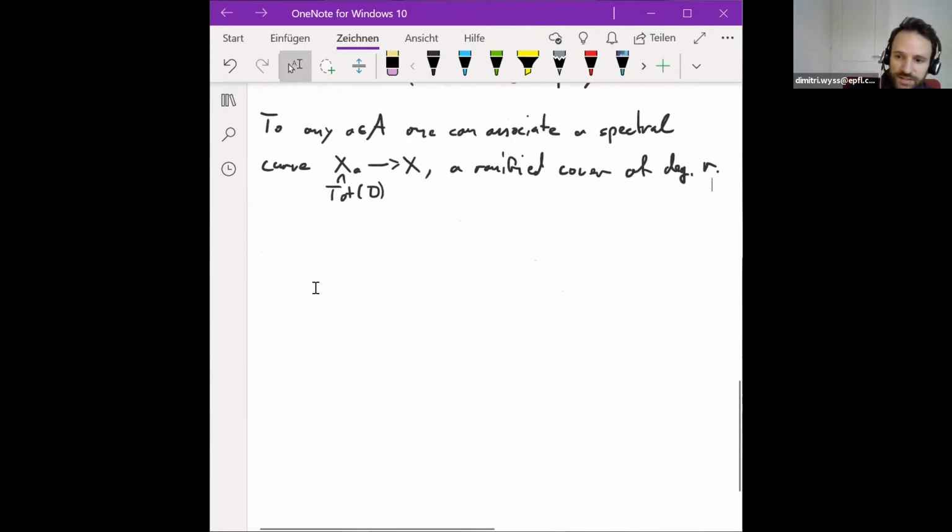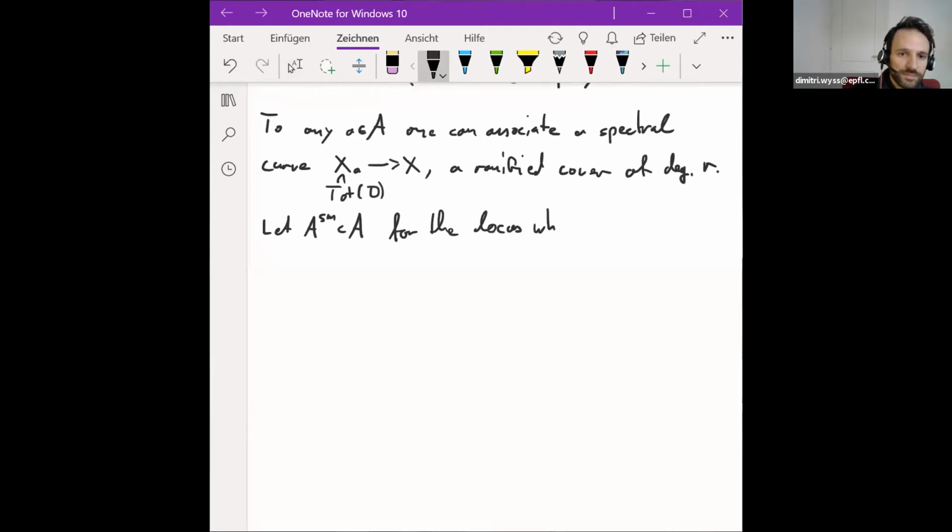But generically, one can show that this curve X_a is smooth with our assumption. So we write A^{smooth} inside A where X_a is smooth. This will be important for, again, this integration business.